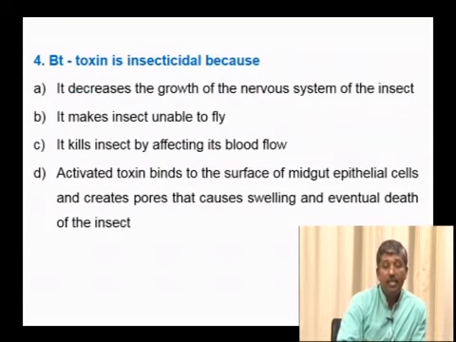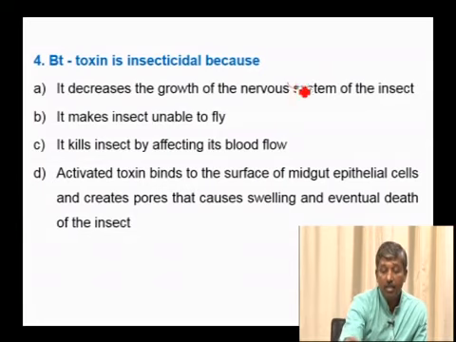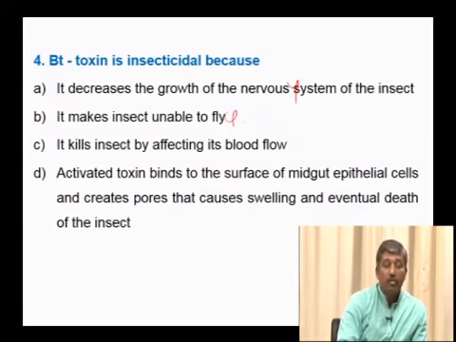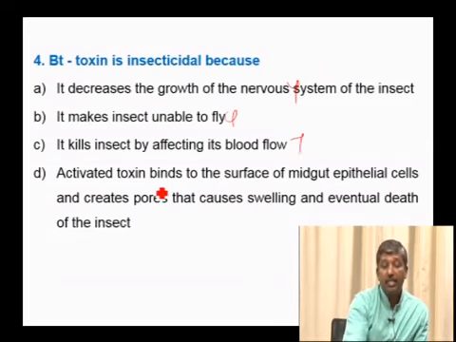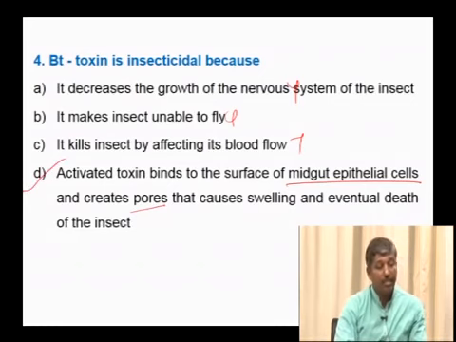Bt toxin is insecticidal because, it decreases the growth of the nervous system of the host. As we already discussed, these crystal proteins encoded by the cry genes act only on the gut epithelium, not on the nervous system. It makes the insect unable to fly. It does not relate to flying. It kills the insect by affecting its blood flow. So all these three are incorrect. The activated toxin binds to the surface of midgut epithelial cells and creates pores that cause swelling and eventual death of the insect. Hence option D is correct.